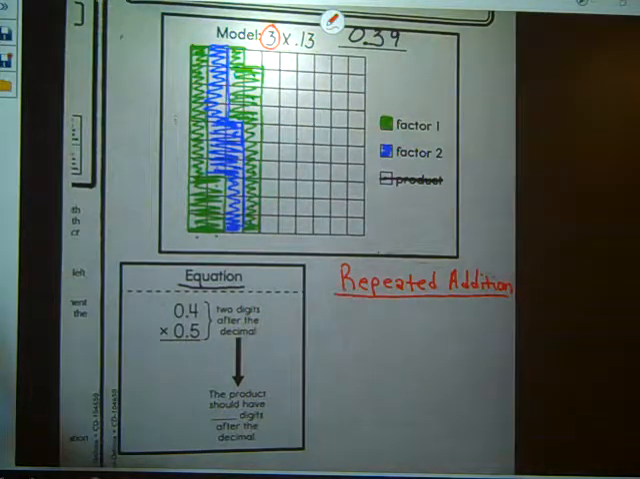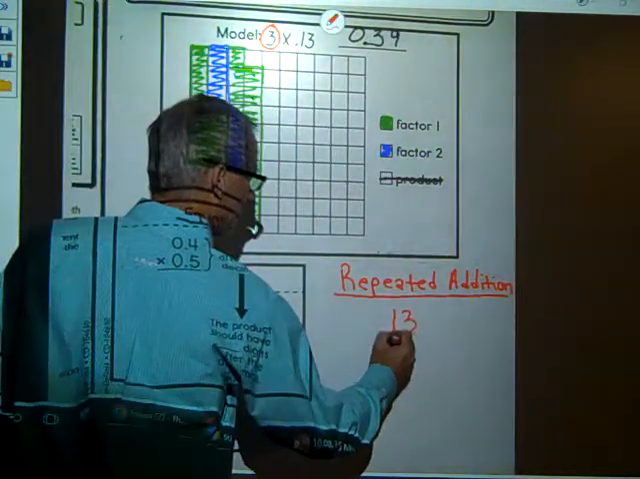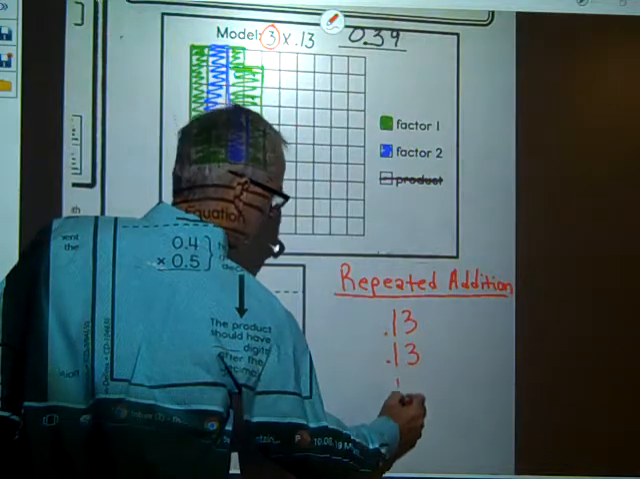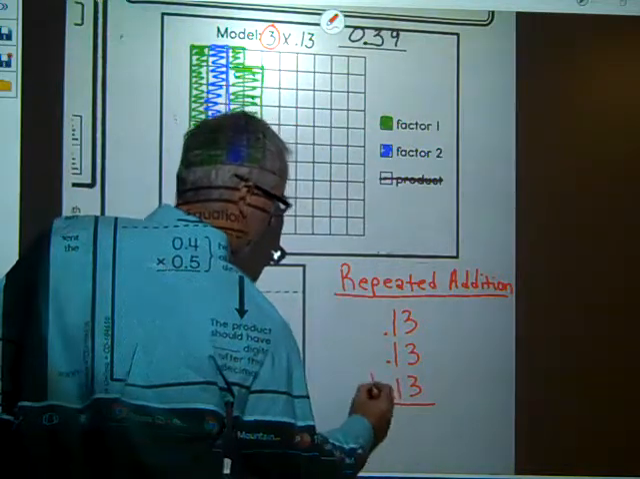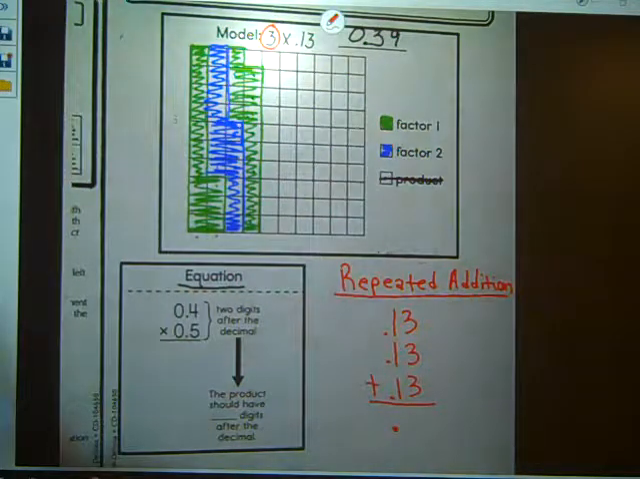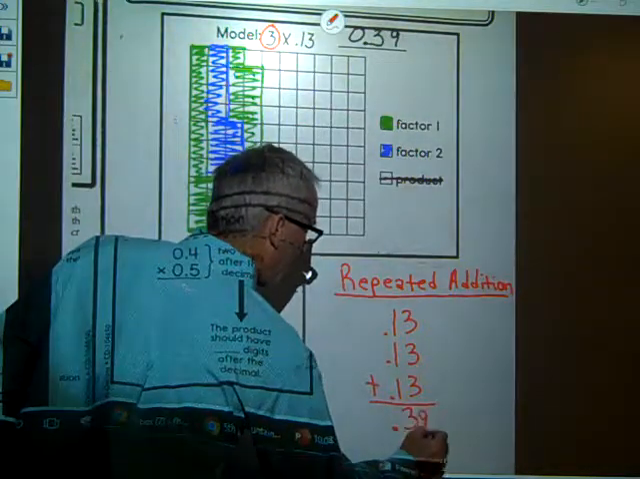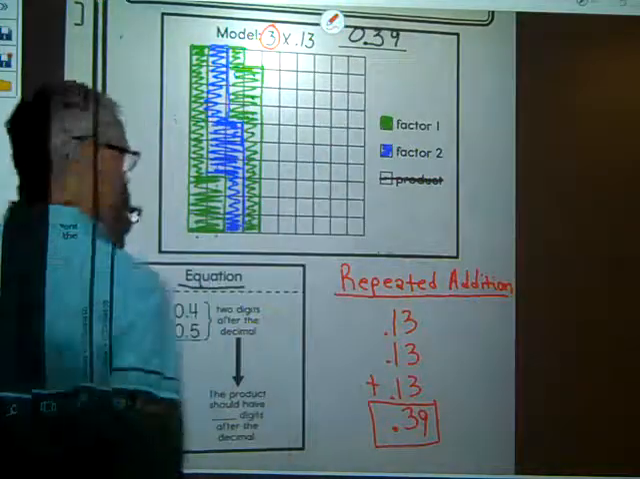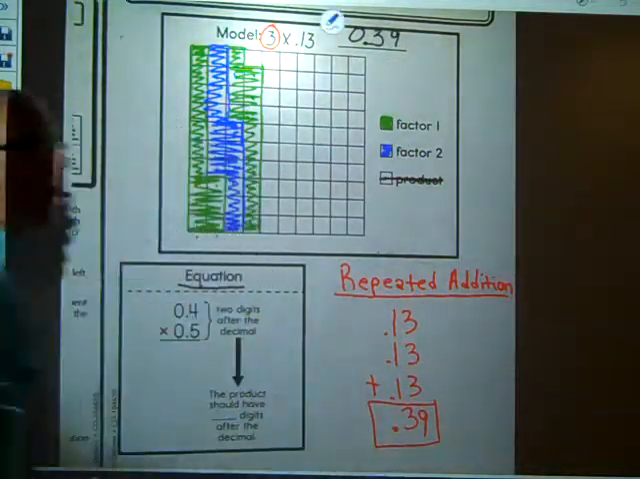What am I adding? 3 groups of 13 hundredths. What am I adding? 13 hundredths. How many times? 3 times. So let's write that here. 13 hundredths plus 13 hundredths plus 13 hundredths. Drop my decimal and add those up and tell me what you get. What do we get? 39 what? Hundredths. Does that match my model? Yes. Okay, now let's do the algorithm, okay?